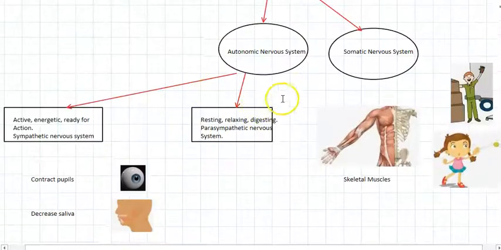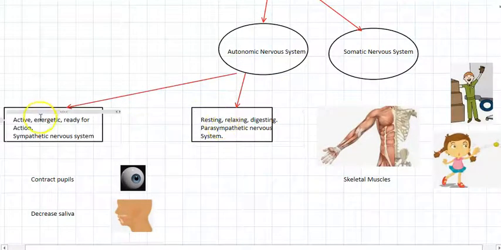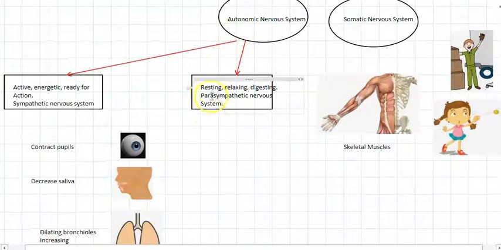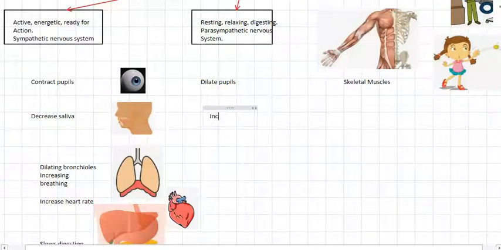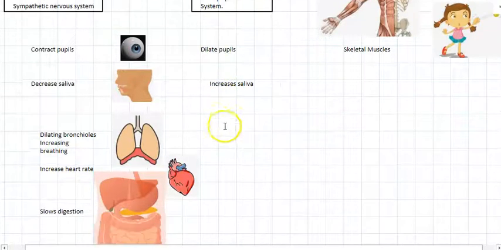So on the other hand, if you're not needing to be ready for action, if you're happy, you're resting and you're relaxed, then the autonomic nervous system sends messages through the parasympathetic nerves, and they involve processes that are going to relax your body. So it dilates the pupils, it increases your saliva production, because you need saliva for digesting and chewing up your food easily.